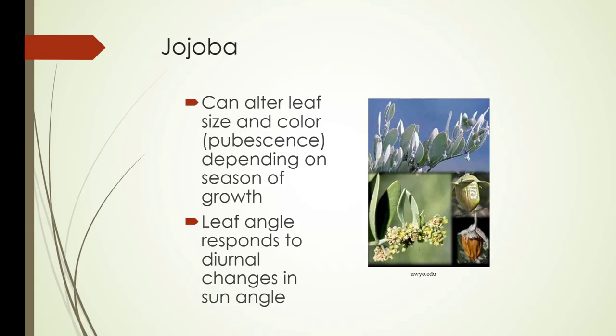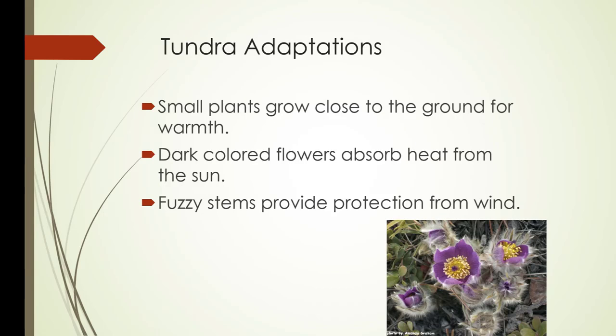Jojoba can alter their leaf size and color. Pubescence is that gray color, and that depends on the season of growth. The leaf angle responds to diurnal changes in the sun angle. Tundra adaptations include things like small plants grow close to the ground for warmth. Dark colored flowers absorb heat from the sun, and fuzzy stems provide protection from wind.